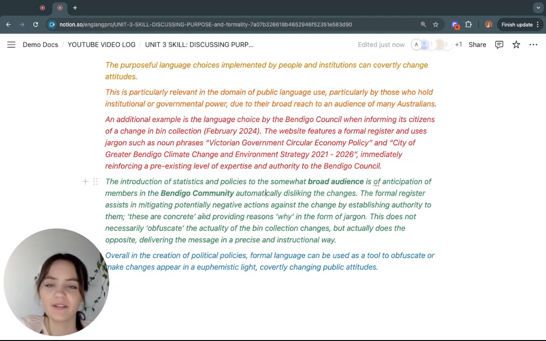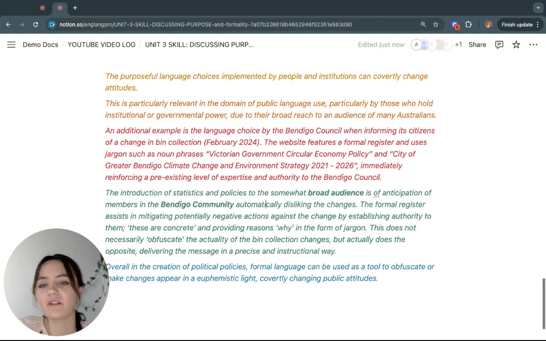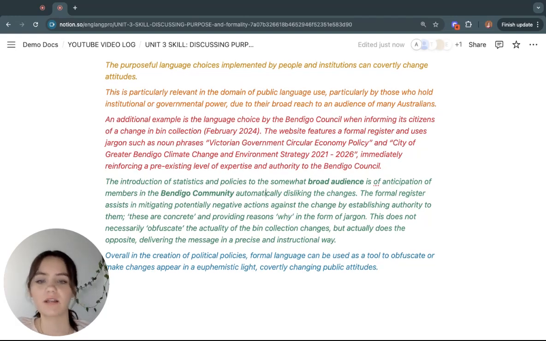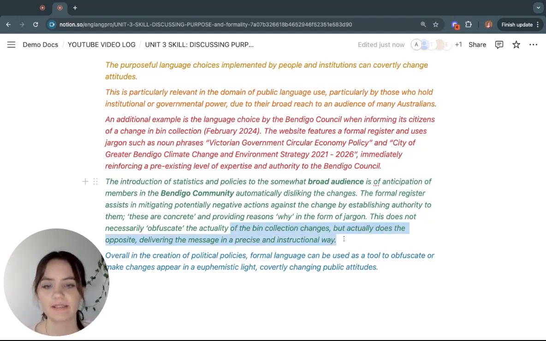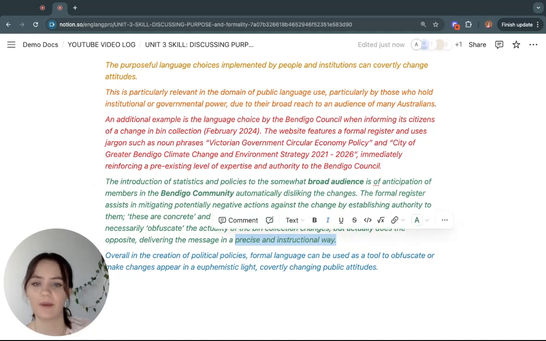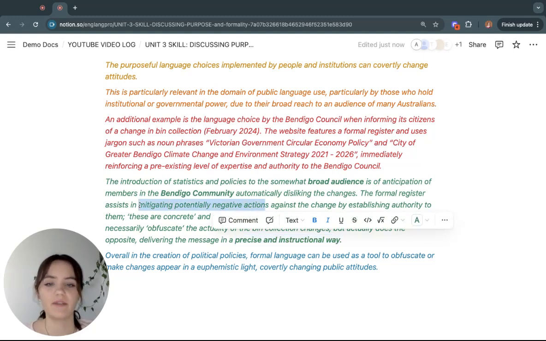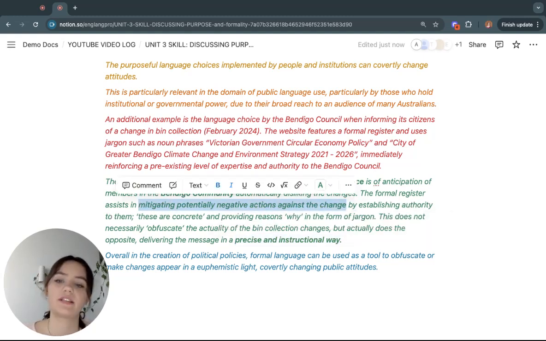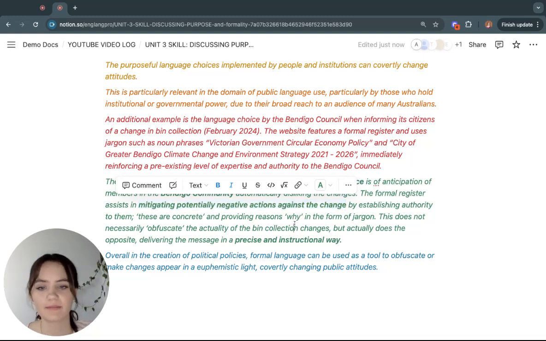So if we continue finishing up the green section, you can see it's not a lot. It's potentially about 3 sentences, and it's just enough to discuss and break down elements like jargon, register, formality, purpose. So what's the purpose? Delivering a message in a precise and instructional way. And it's also mitigating negative actions against the change felt by the citizens, which I've identified as Bendigo community members.